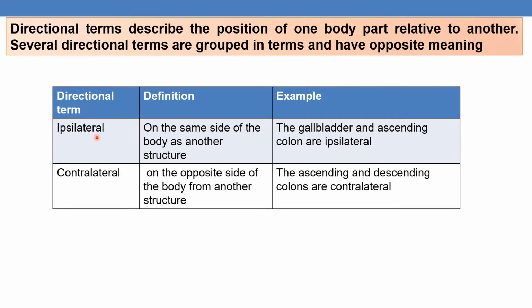Now coming to ipsilateral. Ipsilateral is nothing but on the same side of the body as another structure. For example, gallbladder and ascending colon are ipsilateral to each other. The next term is contralateral, on the opposite. Contra means opposite. So on the opposite side of the body from one another. The ascending and descending colons are contralateral to each other.